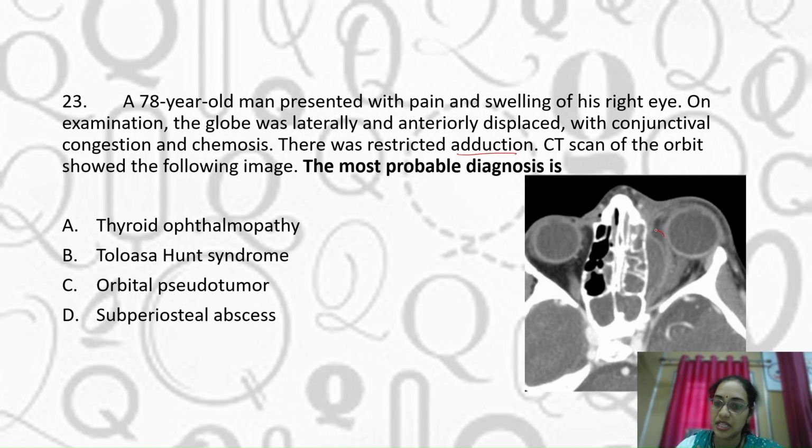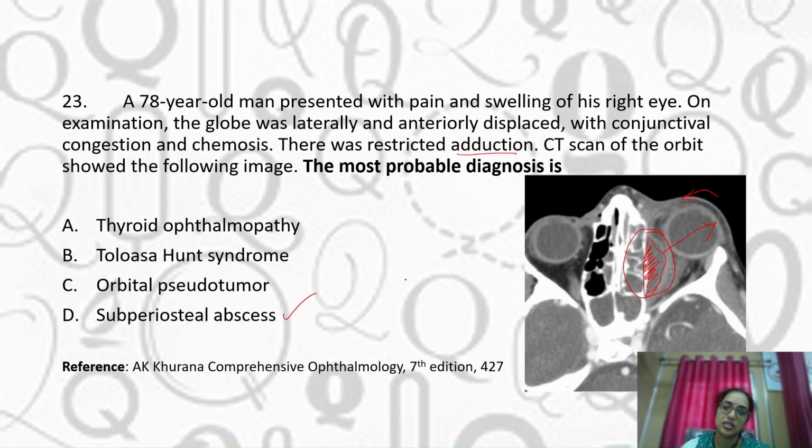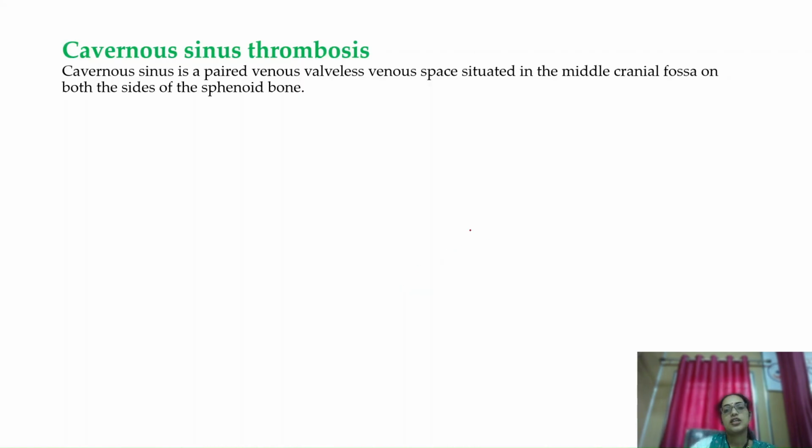So it's something that's glaringly looking at you. Here is the abscess. Can you see this periosteum, the periosteum being elevated, and this is the subperiosteal abscess. That is why you are getting an eccentric proptosis and limited adduction. So we all know the right answer. This answer is subperiosteal abscess. Okay. Let's move on to cavernous sinus thrombosis.